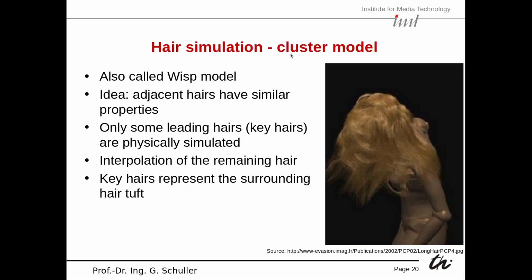Somewhat simpler is this cluster model, also called a wisp model. The idea is that adjacent hairs have similar properties and only some leading hairs are computed, the key hairs. And then we have an interpolation of the remaining hair from those key hairs. So that's reducing the computational complexity. The key hairs represent the surrounding hair tuft. So here's an example. Basically, you model fewer hairs and then you just interpolate to neighboring hairs.